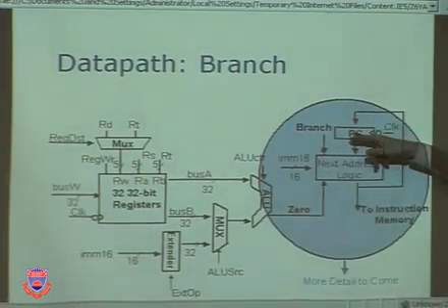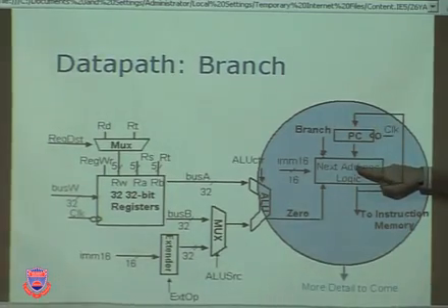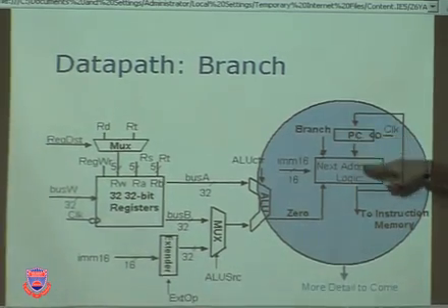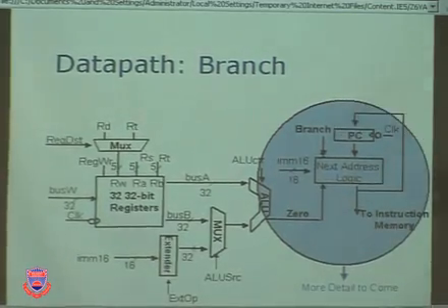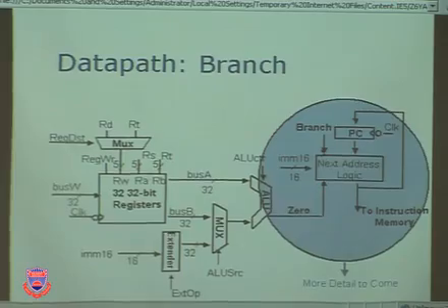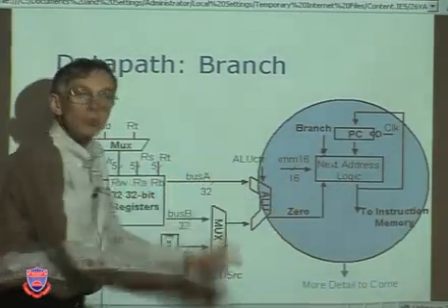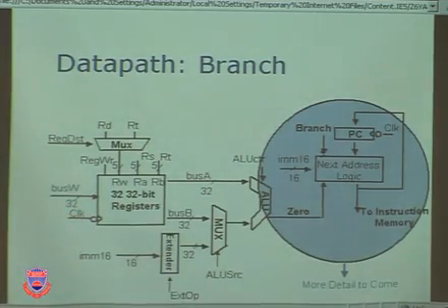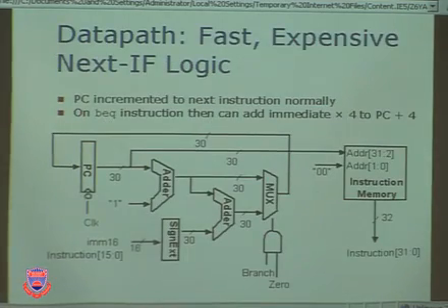It's not just take PC and add 4 and put it in the next PC. It might be, if we don't take the branch, but it might be something a whole lot fancier, like take the PC, add 4, add this thing multiplied by 4, and put that in the PC. Okay? That's what it might be. So this is a halfway step to the next slide, which is the full Monty. Don't be scared. Hang on to your chairs. Here we go.